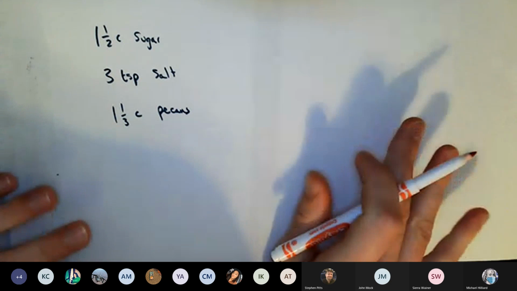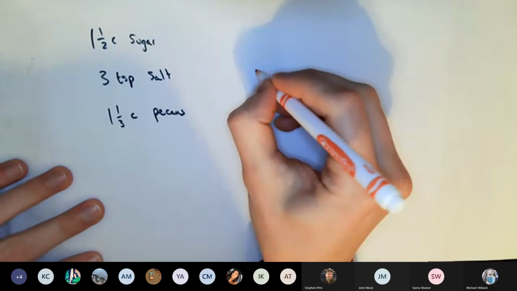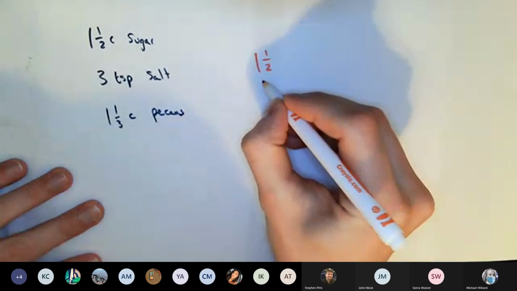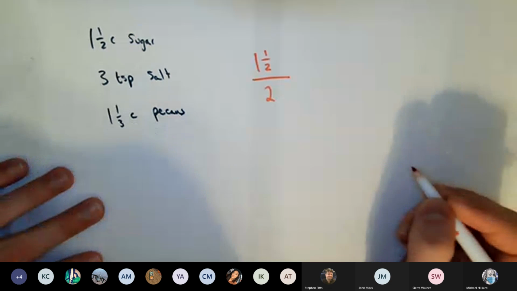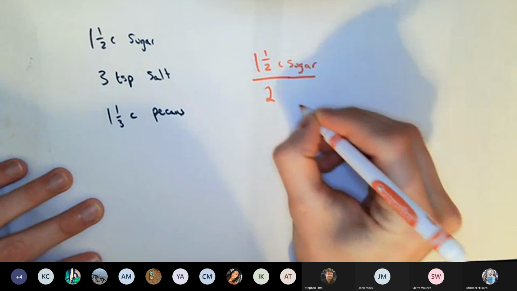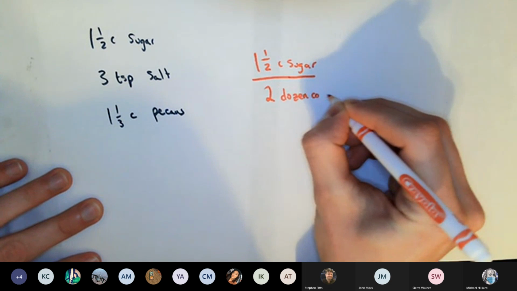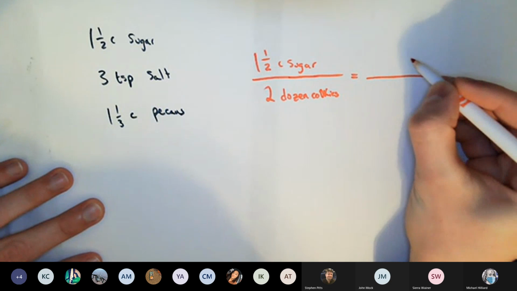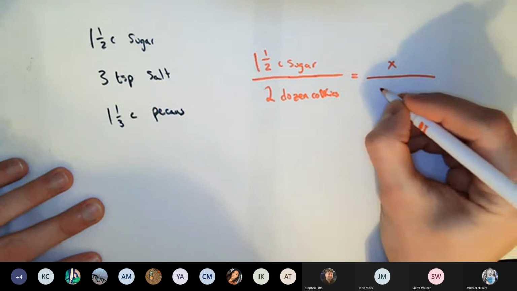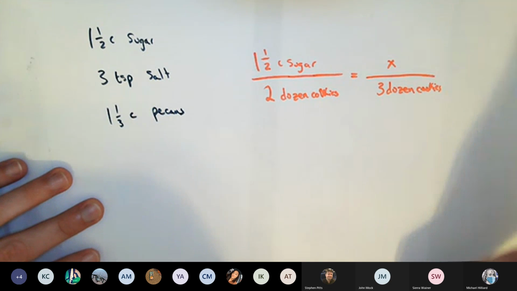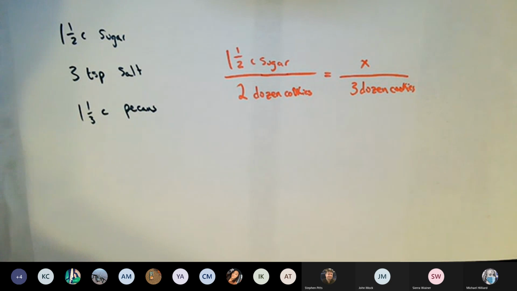I'm going to say it's all about proportions. Starting with the sugar, 1 1/2 cups of sugar is for 2 dozen cookies. I'll go ahead and write the unit here. Cups of sugar is for 2 dozen cookies, and that should be equal to some unknown number of cups of sugar per 3 dozen cookies. That's going to be the proportion here.